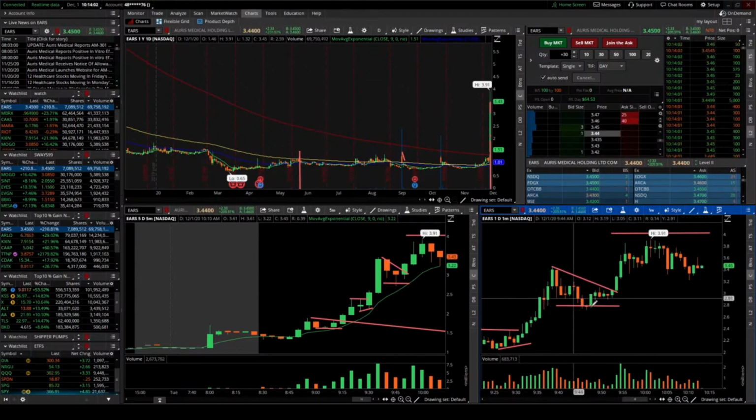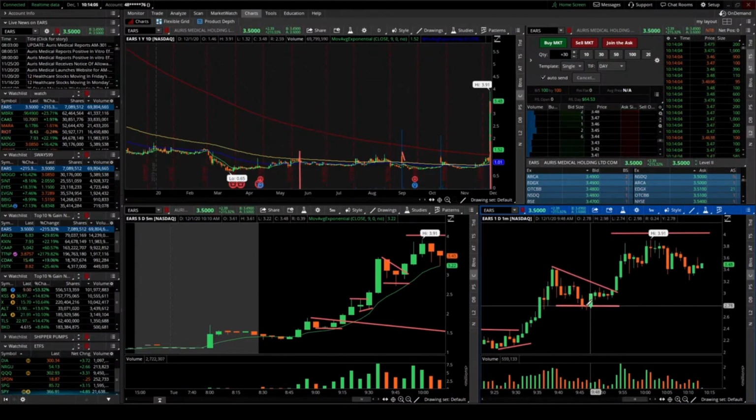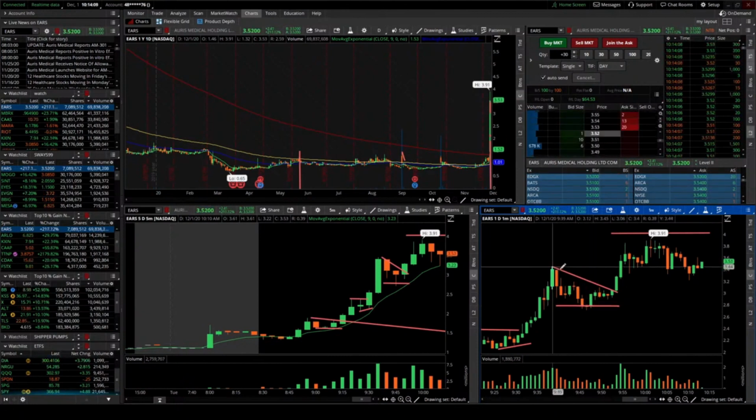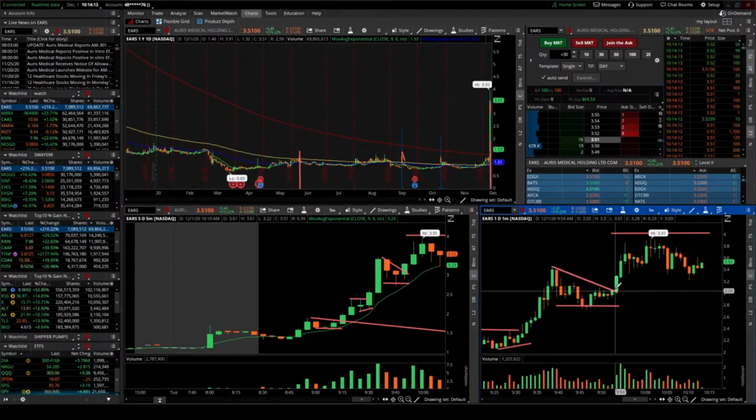Same thing here. Bottom support line hit right there. Got a little doji almost. And your downtrend was there. And then it comes up, tests that downtrend, pops out of the triangle, and then you get another move.